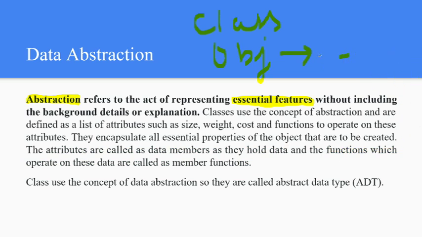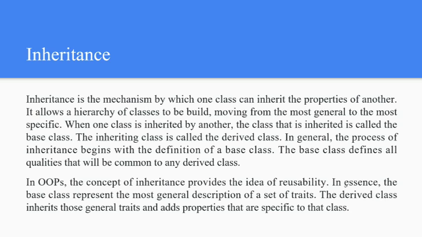Why are classes called abstract data types? That is because classes use the concept of data abstraction, so they are called abstract data types because they use abstraction, which is basically just showing the essential features. That is why classes are called abstract data types, which are also user defined.